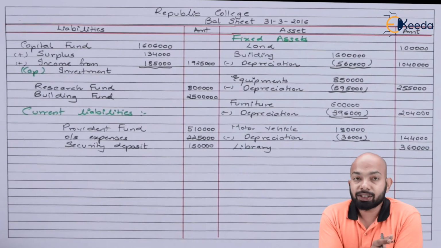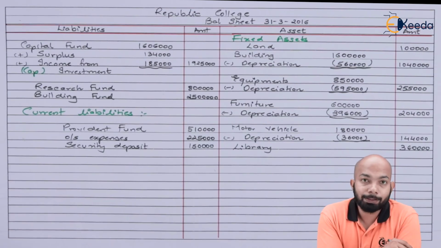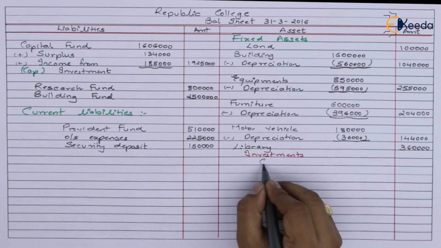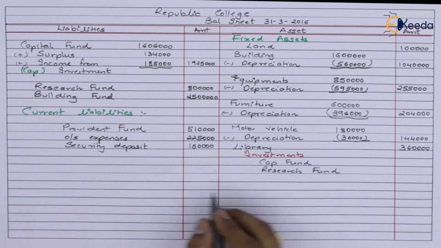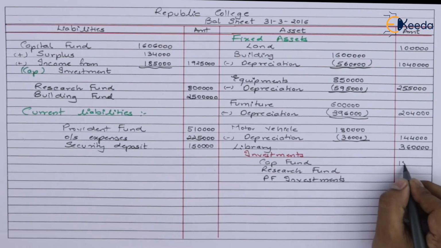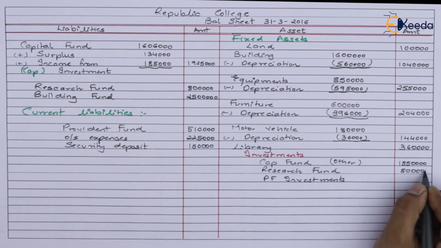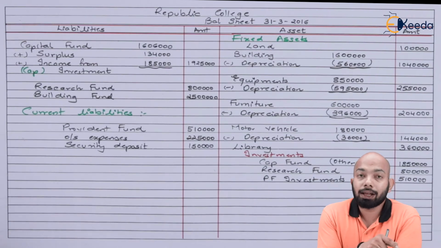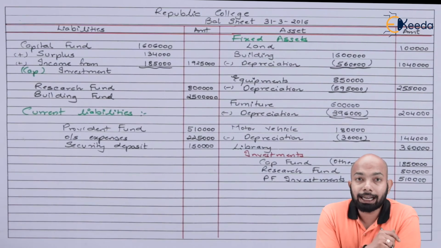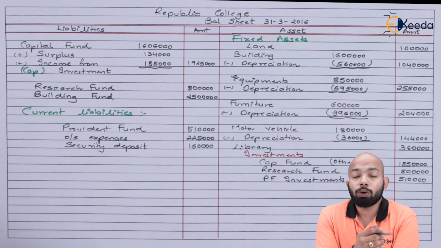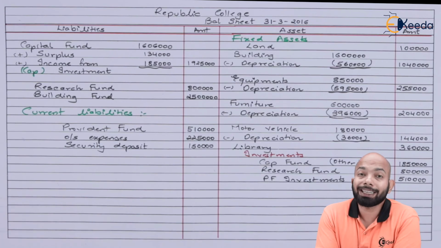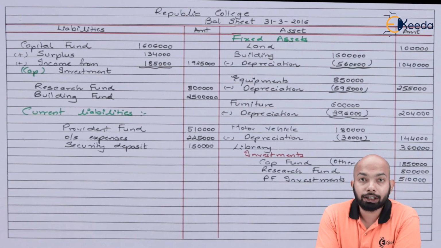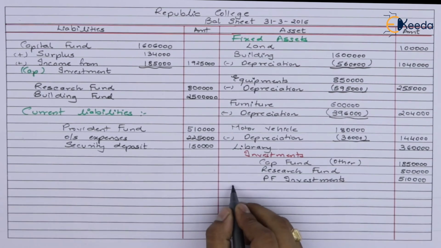Now there are certain investments that were made. We'll mention all those investments here. So investments we have mentioned: the capital fund investment, also known as the other investment, which amounts to 18,50,000. Research fund and provident fund investment has been mentioned. Now we can mention the closing stock of material consumed, which was already calculated, 1,25,000.